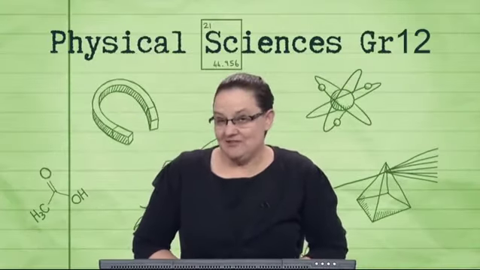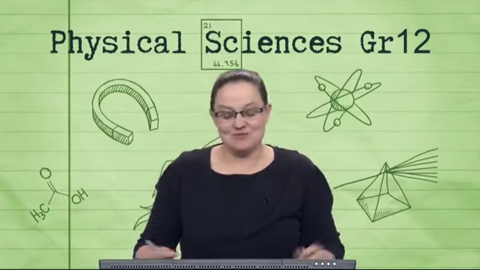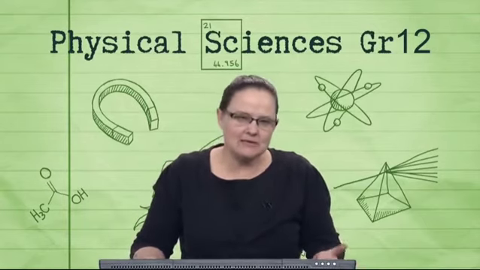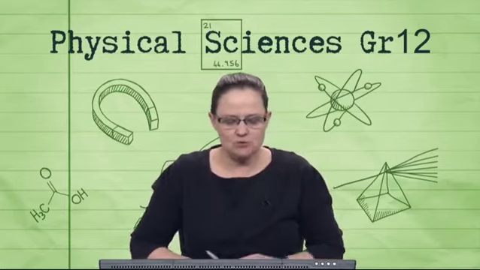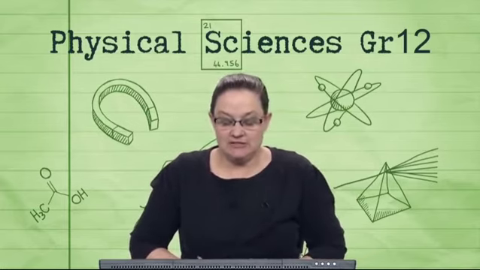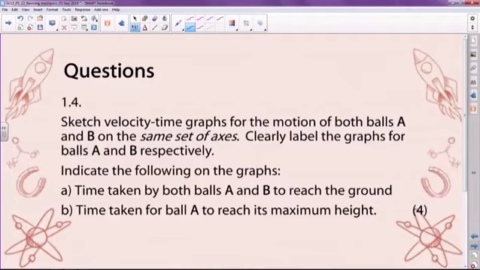Welcome back, grade 12. So ready to tackle the last one of that question? This is one of those things that you're probably guaranteed to get, a sketch graph of some sort. And they say to you, sketch velocity time graphs for the motion of both balls A and B, so it's the same question, on the same set of axes. Clearly label the graphs for A and B respectively. Very, very important. Then you have to indicate time taken for both balls to reach the ground, and time taken for ball A to reach its maximum height.